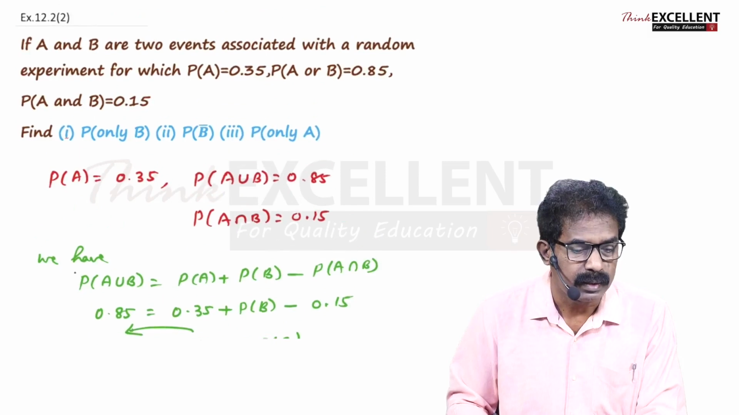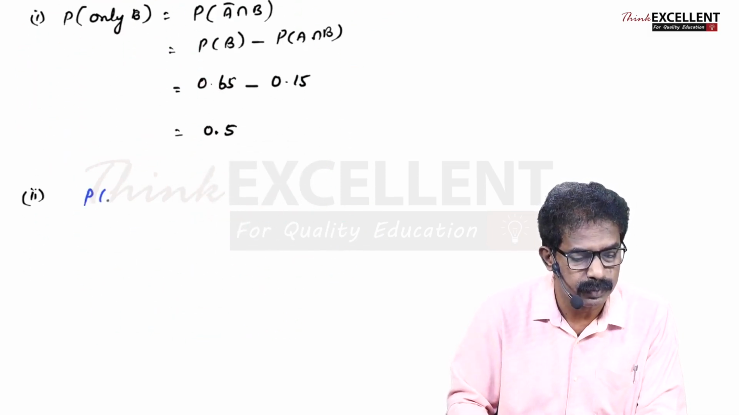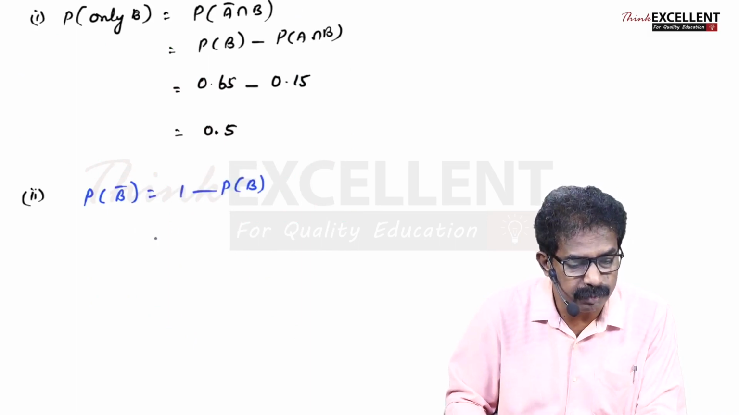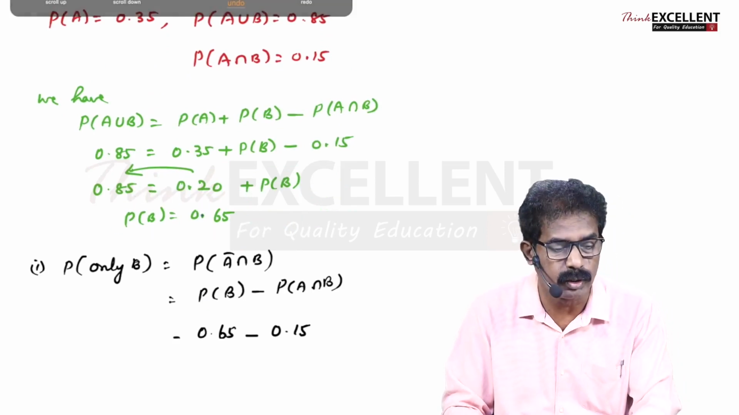Now see the second part. P of B bar, that is 1 minus P of B. So without P of B, you can't do anything, right? P of B, that's why you got it here. So to do the calculation very carefully, 0.65.